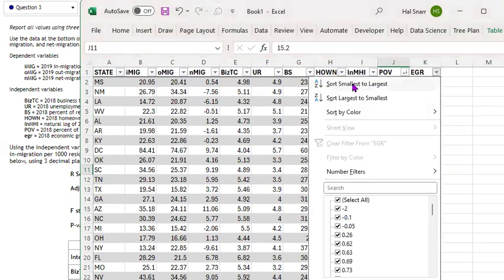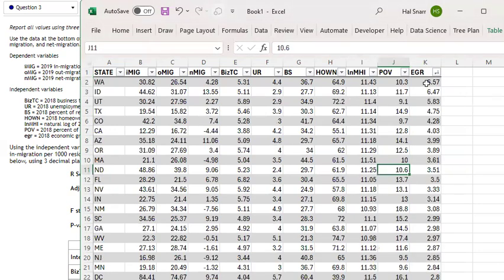And then we got the economic growth rates. The economies that are growing most rapidly in 2018: Washington, Idaho, Utah. I lived in all 3 states at one point. Texas, Colorado, California, Arizona, Oregon, Massachusetts, and North Dakota round out the top 10. Okay, so that's the data set.